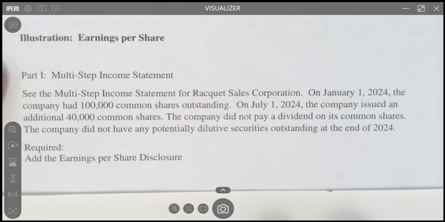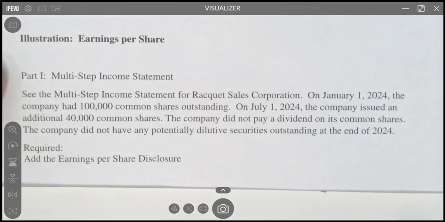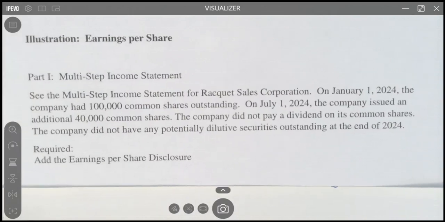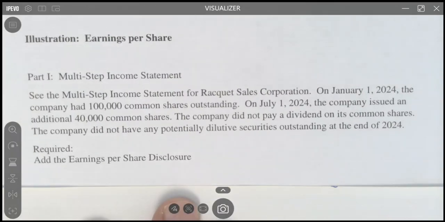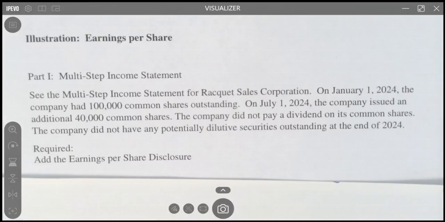Okay, and let's show the earnings per share, what we would add to the income statement to do an earnings per share disclosure.